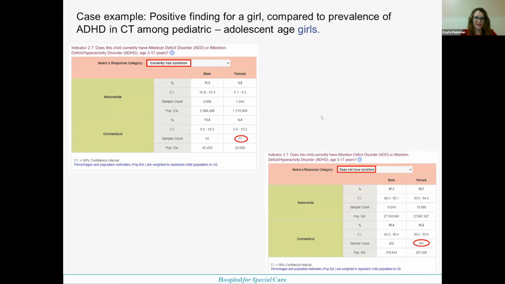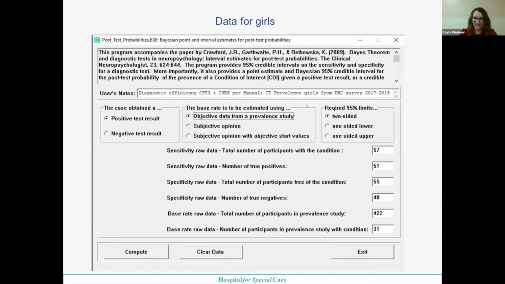So we're going to use the prevalence data from Connecticut to see how our results differ for a clinic that might be different from the Connors norm clinic. So they saw 50% of their participants had ADHD. For us, we're going to use this Connecticut data. Here in the Connecticut sample, 31 female participants had ADHD, and there were a few hundred that didn't. So this base rate is a lot lower than what the Connors manual used. So we're going to input all this data now.